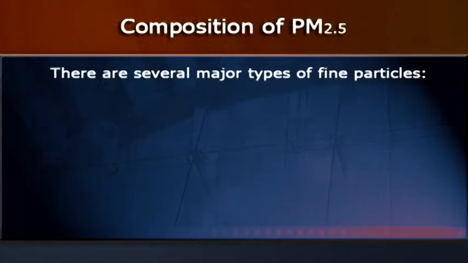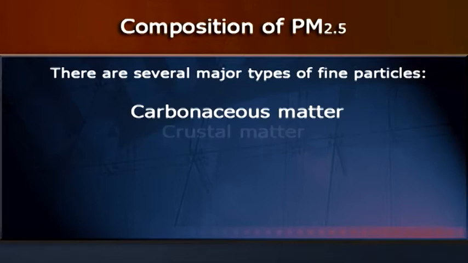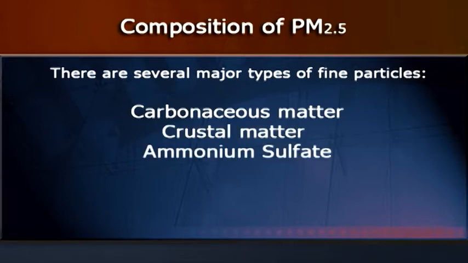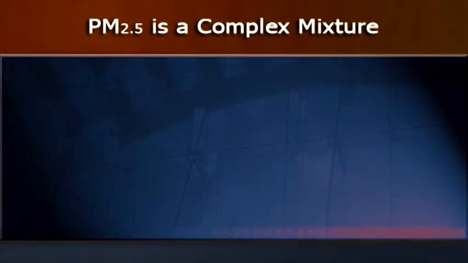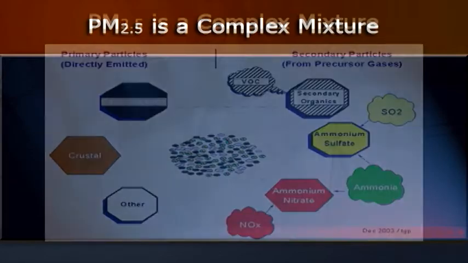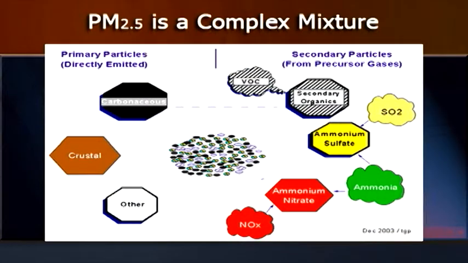The major types of fine particles include carbonaceous matter, crustal matter, ammonium sulfates, and ammonium nitrate. Also, there are other types of fine particles that comprise a minor part of PM 2.5 in the air. Some of these would be biological materials and some man-made particles. Let's discuss this mixture of particle types in more detail. It's a complex mixture that includes both particles that are directly emitted from sources, which we call primary particles, and those particles formed in the atmosphere from precursor gases, which we call secondary particles.